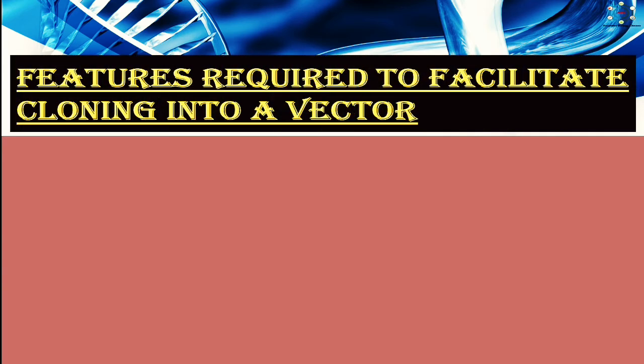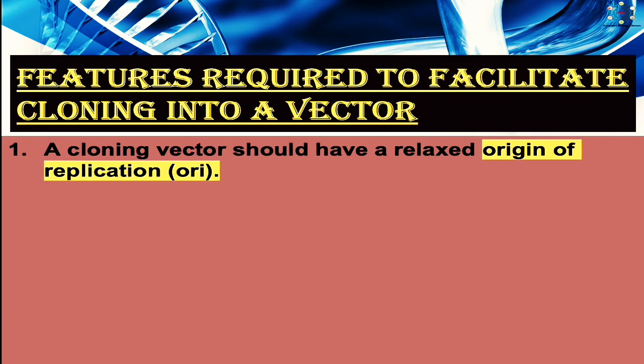Now, after this, features required to facilitate the cloning into a vector. So what are the features which are required of a cloning vector? A cloning vector should have a relaxed origin of replication, that is ORI.